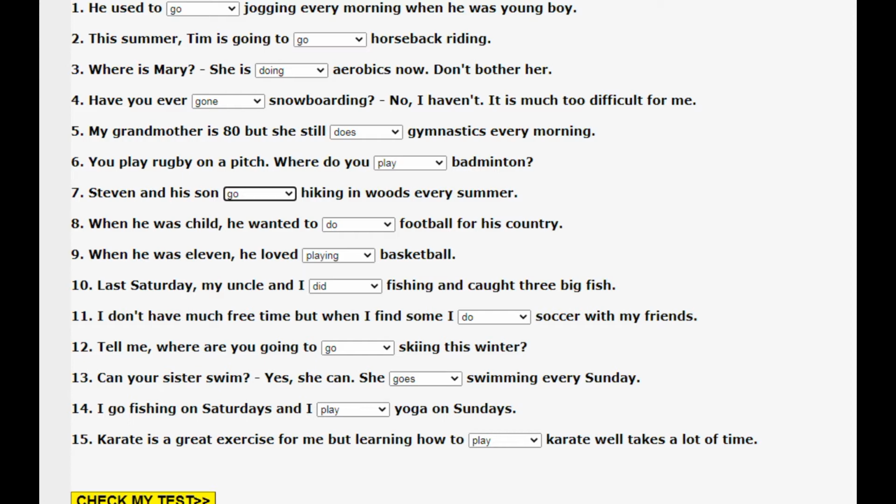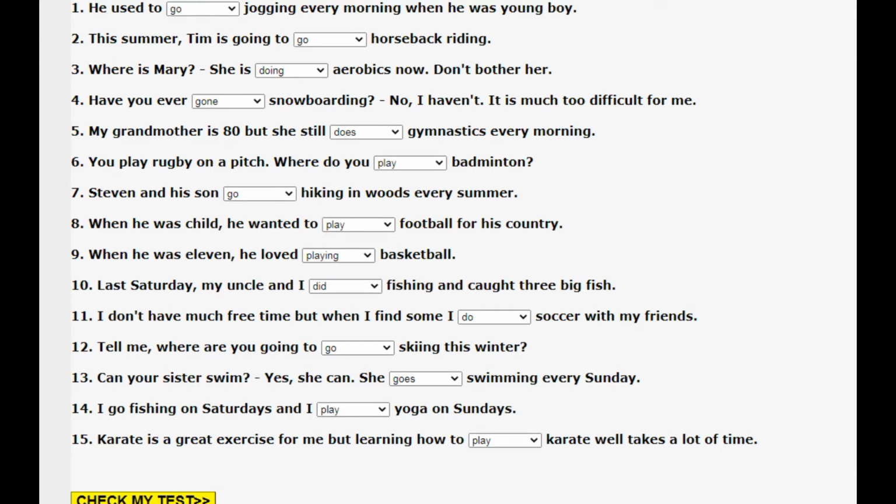Number 8. When he was a child, he wanted to do football, go football, or play football for his country. Remember the verb that we use with a team? It is the verb play, right? So you say play football.